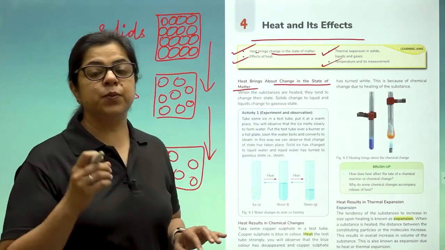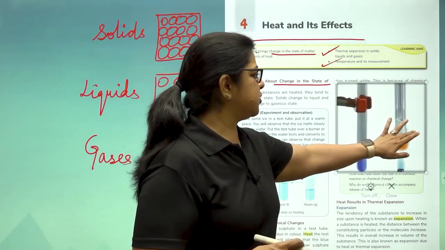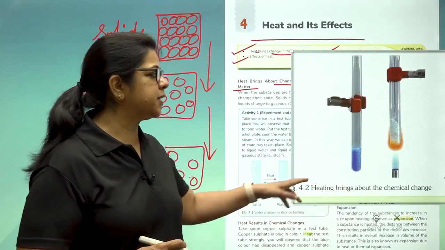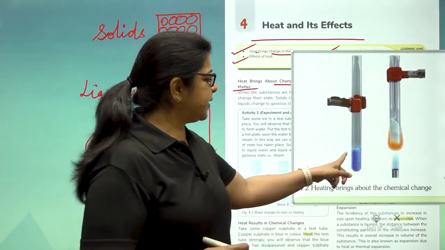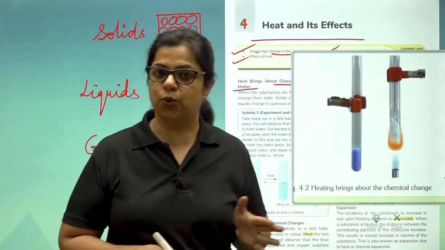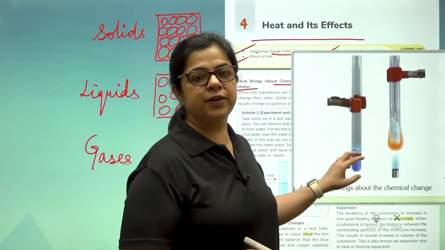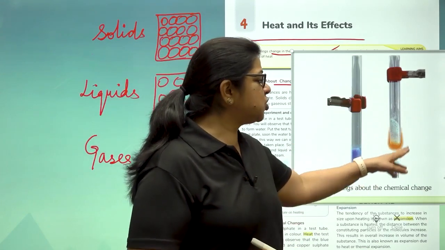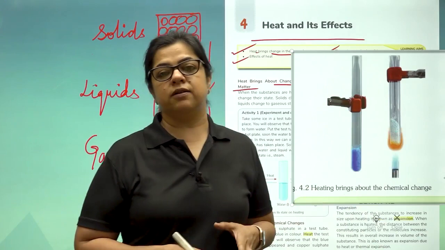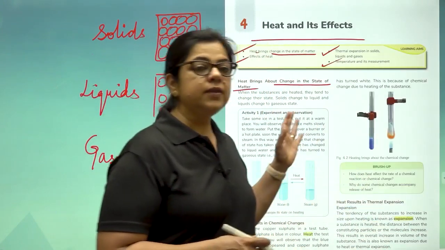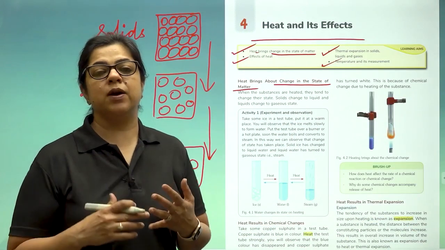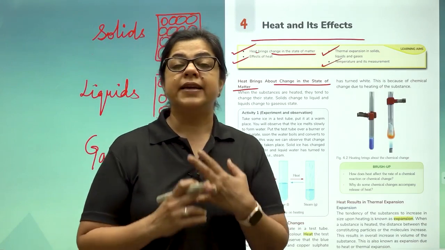Now what happens when heating causes a chemical change? As given in your book, this beautiful example tells us how heating brings about a chemical change. So in a test tube, you take copper sulfate. Of course, this experiment has to be done under adult supervision only. When you heat this copper sulfate, which is blue in color, you will see a change of color taking place. Blue changes into a totally new color. So what is this? This is a chemical change. So children, what does heating actually do? Heating brings about a physical change and heating brings about a chemical change.